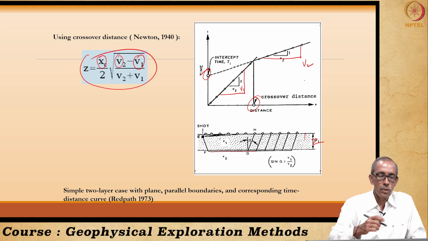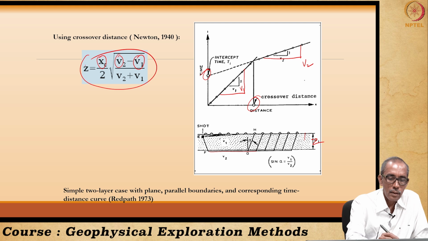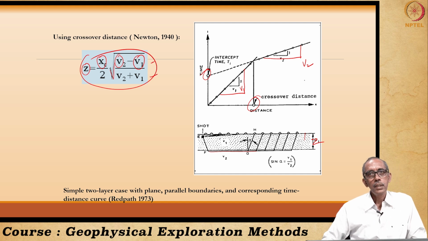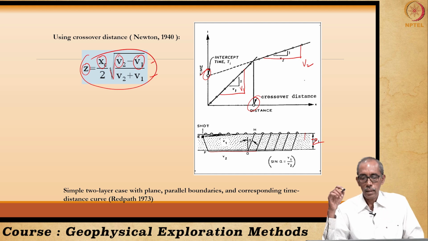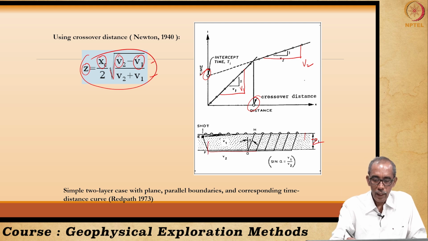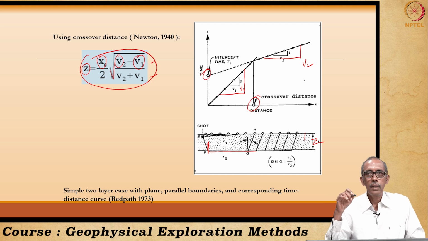So, the thickness of the first layer Z is equal to the crossover distance divided by 2, times the square root of (V2 minus V1) divided by (V2 plus V1). Using this relationship, we can determine the thickness. Why does the ray get refracted internally? Because at this location it meets the critical angle, just like the law of light.